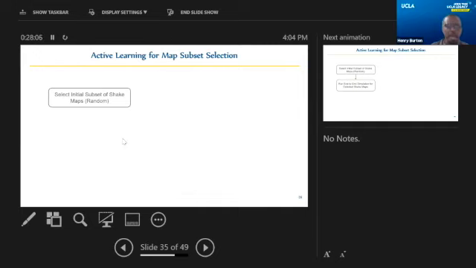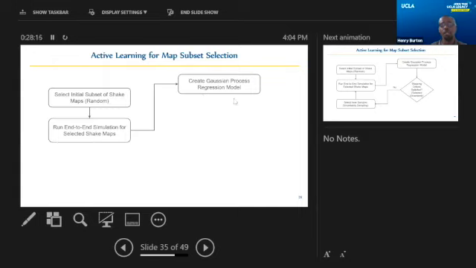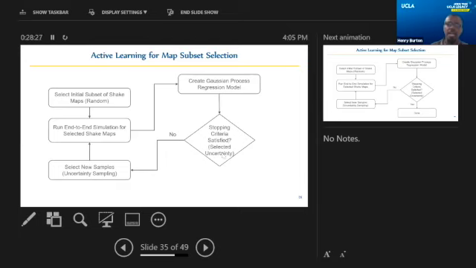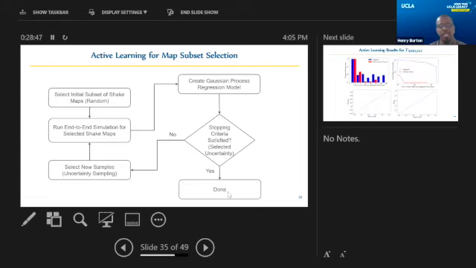So how does it work for the map selection? Well, you select your initial subset of maps, and you can do that randomly. You would run your end-to-end simulation. You would build a Gaussian process model. This model would link some measure of the shaking intensity to the overall performance metric. And then you would check for your stopping criteria. Again, we use uncertainty sampling, meaning we compare the uncertainty in the top M selections to some criteria, and if we satisfy that criteria, we stop sampling, and if not, we select additional samples.